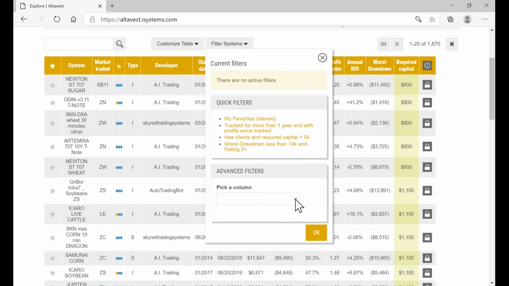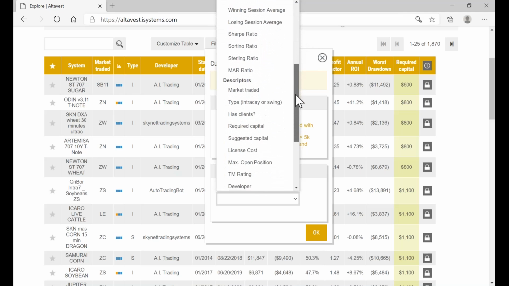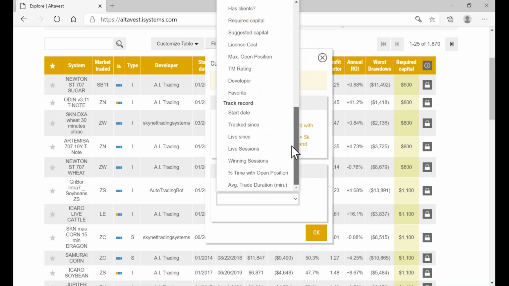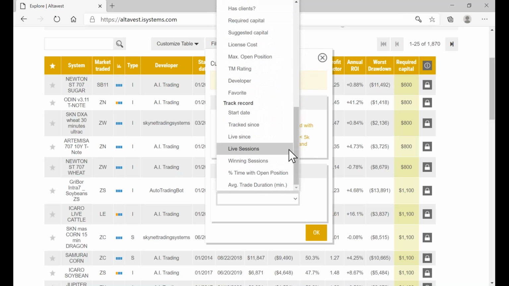And now here's a really powerful tool, the advanced filter. So this is a really, really powerful tool. Look at all the different parameters that you can filter for. So you can really, really get very granular and end up with just a small handful of systems that meet all your criteria.